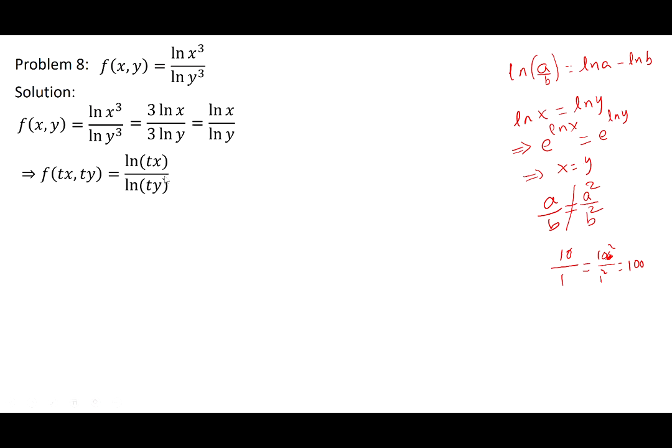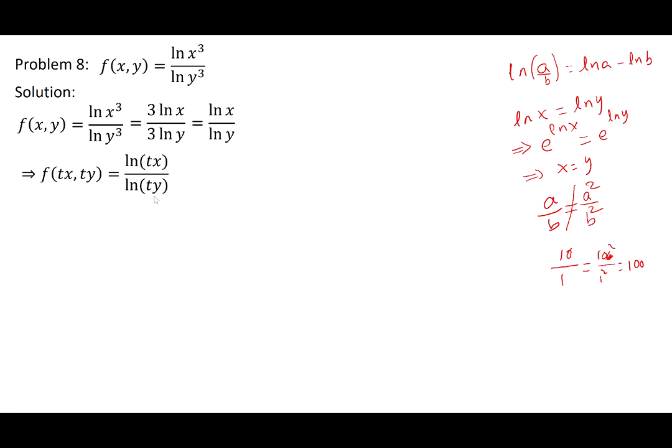So that's going to be natural log of tx over natural log of ty. Cool. Can we cancel the t's? No, you cannot. Can you raise both the top and the bottom to the power of e? No, you cannot. Can I write this as natural log of the quantity tx minus ty? No, you cannot.